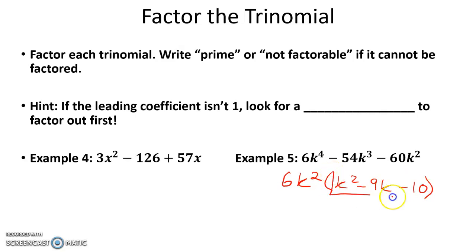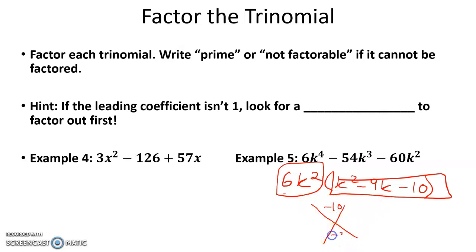And now again, I'm only worrying about this part inside here. Again, this right here is just kind of staying put for right now, all right? I'll worry about that later. So now I'm going to set up my little cross thing here. Negative 10, negative 9, all right? What numbers will multiply to negative 10 and add to negative 9?